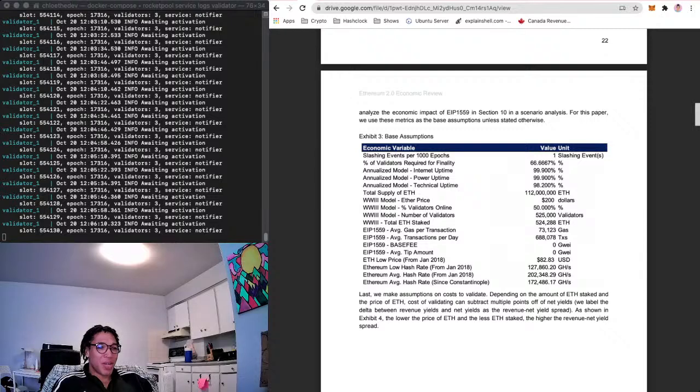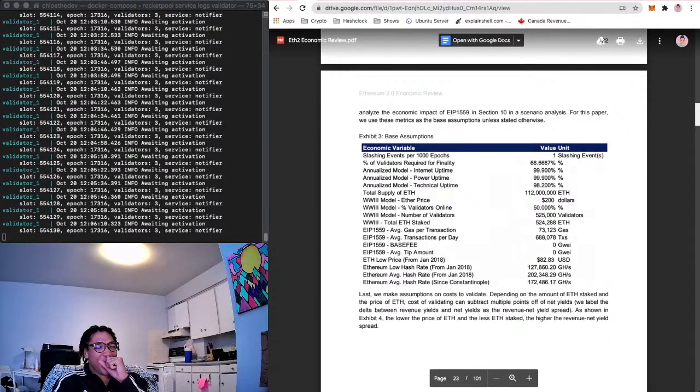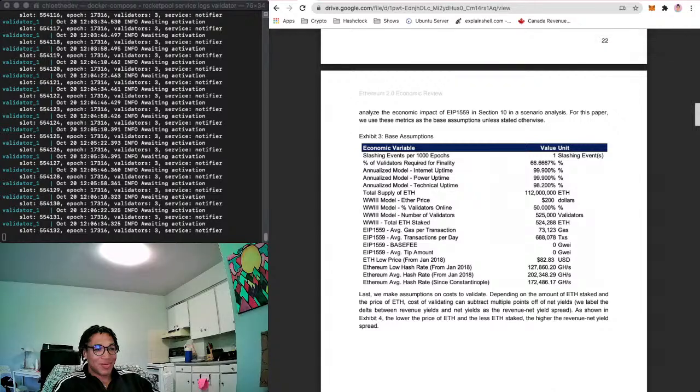World War III model. Number of validators, 525,000. That's potentially reasonable if this was running for a few years. And then total ETH staked, 524,000. Wait. What? Those two numbers don't add up. But maybe... Are you saying that people are going to lose so much ETH? Okay, I'm confused there, but that's all right.